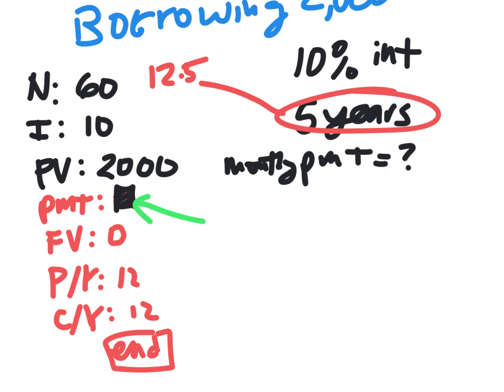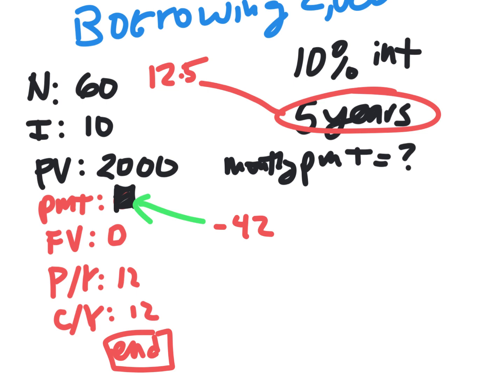That'll tell you how much a month you have to pay. And it better be a negative amount because it's going to come out of your checking account. Negative how much? $42. That means you have to pay $42 a month to pay back your $2,000 over 5 years. See how that worked?